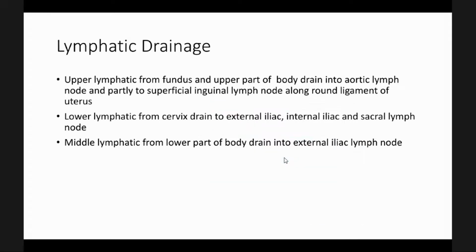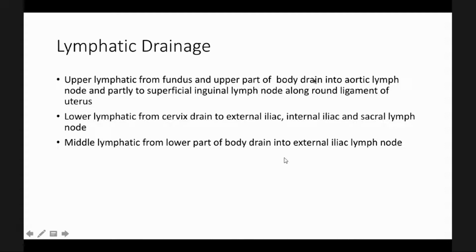Now, next is the lymphatic drainage. Lymphatic drainage is also important because this organ, even though it is situated in the pelvic cavity, has its lymphatic drainage to the external body wall. Now see here, upper lymphatics from the fundus and upper part of the body drain into the aortic and partly to the superficial inguinal nodes along the round ligament of the uterus. At the upper border, where there is attachment of the fallopian tube, just below that there is attachment of the round ligament of the uterus.